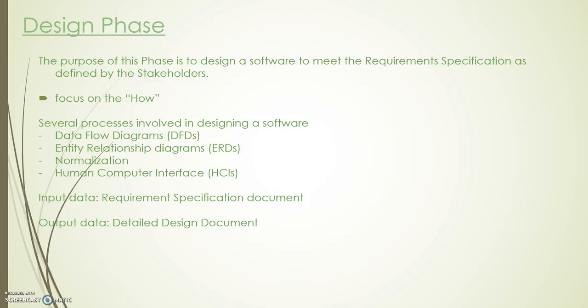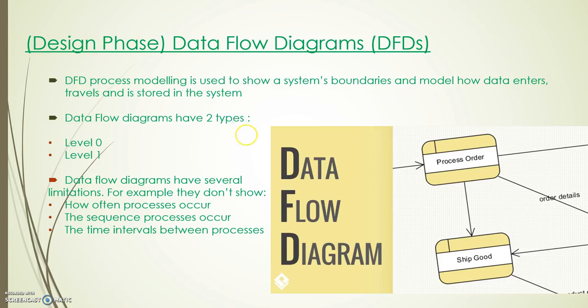Next, we have the design phase. The design phase is to design a software to meet the requirement specifications as defined by the stakeholders. We focus on how data enters the software, how data is stored, how data travels, how data interacts with the entities. Several processes involved in designing the software are data flow diagrams, entity relationship diagrams, normalization, and human-computer interface. The input data is the requirements specifications document, and the output data is the detailed design document.